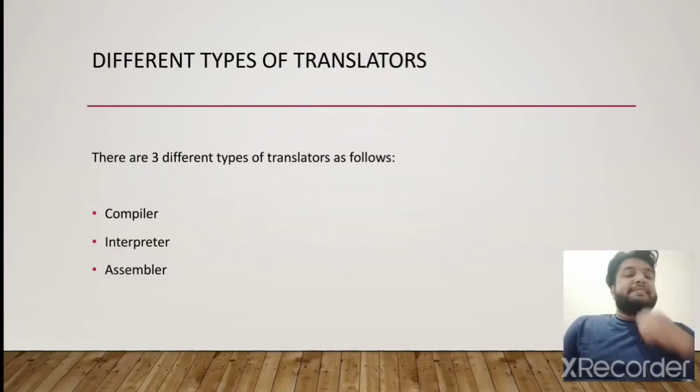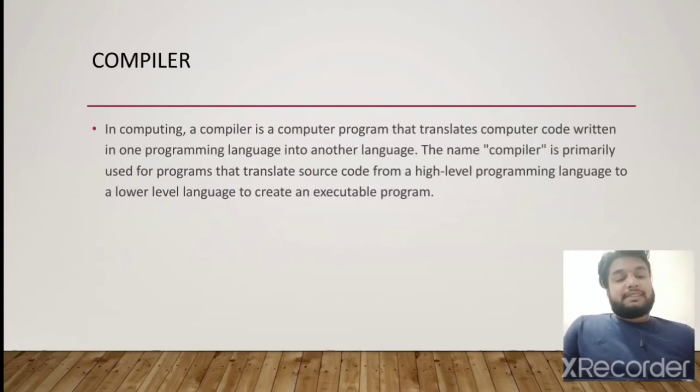So here are the different types of translators. There are three types of translators: the first is the compiler, the second is the interpreter, and the third is the assembler. First we discuss what a compiler is.